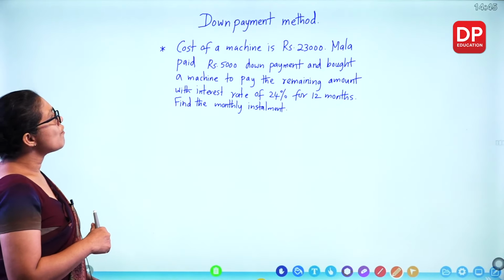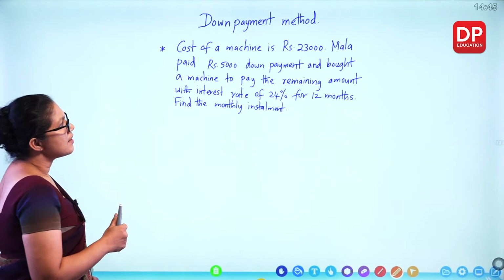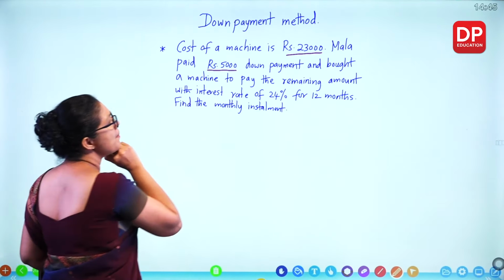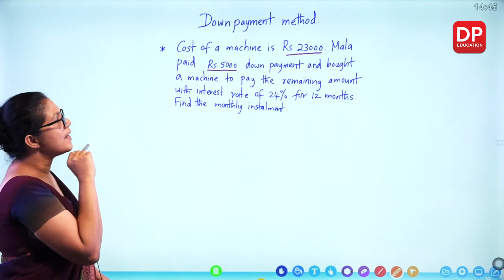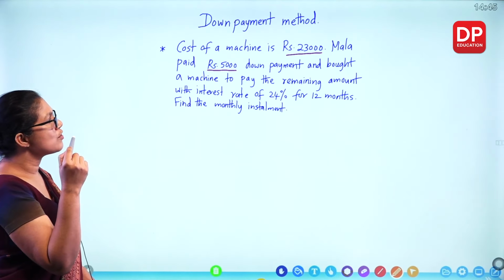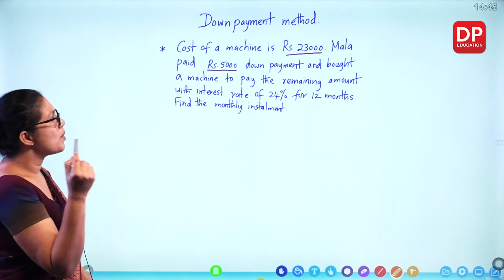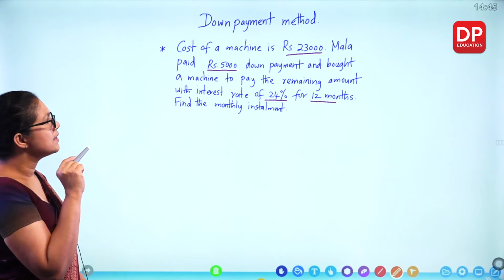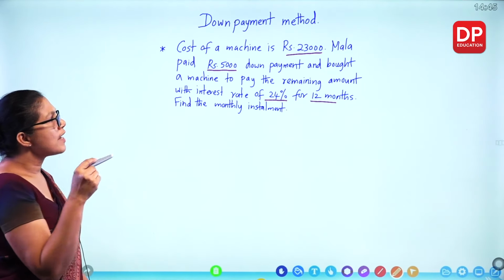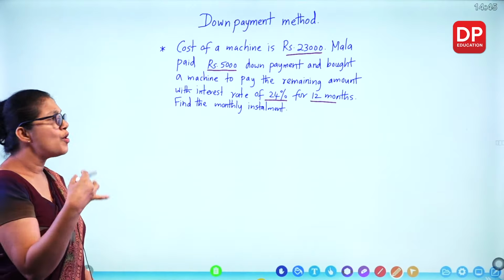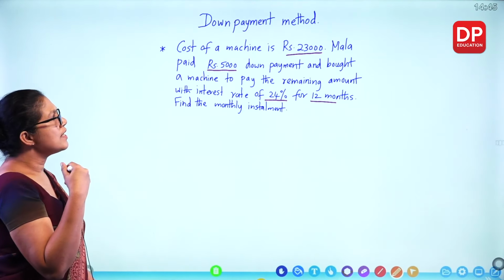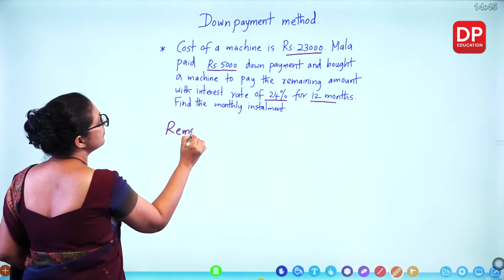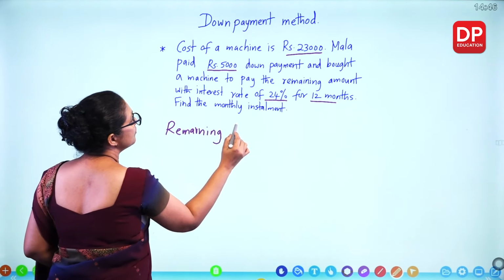It says the cost of a machine is 23,000. Mala paid 5,000 down payment and bought a machine to pay the remaining amount with the interest rate of 24% for 12 months. Find the monthly installment. Now, first thing you have to calculate the remaining balance because you pay 5,000 first. So, what's the remaining balance?